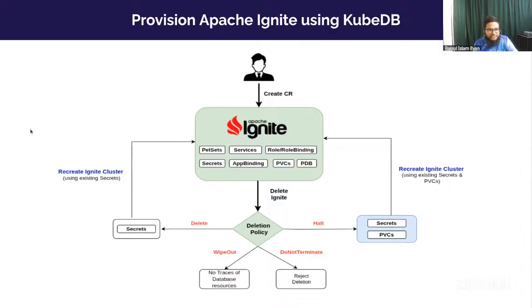Here comes deletion policy. Here you can see that there are four types of deletion policy. If you use deletion policy halt, it will delete the database, but not all the resources like secrets and PVCs. If you use deletion policy do not terminate and try to delete the database, it will reject the deletion. If you use deletion policy delete, then it will delete the database but not all its resources like secrets. If you use deletion policy wipeout, it will delete all the resources it created. There will be no more trace of database resources. Here we can also recreate the Ignite cluster using the existing secret and PVCs.